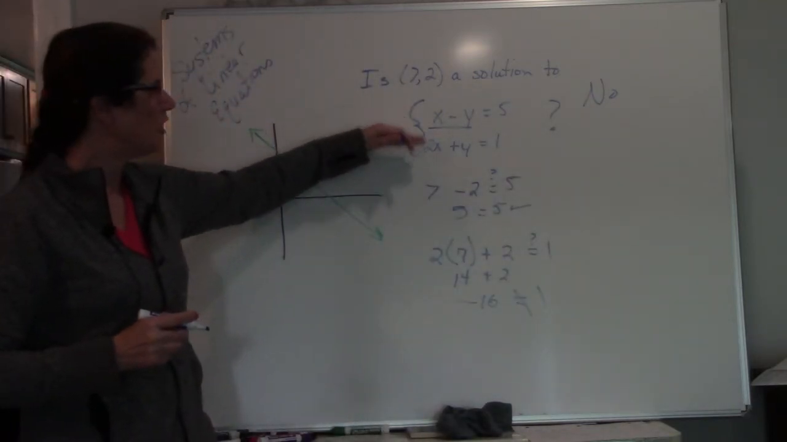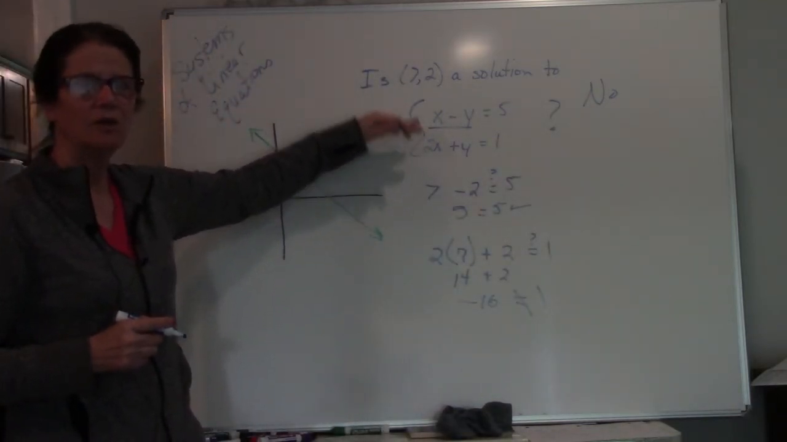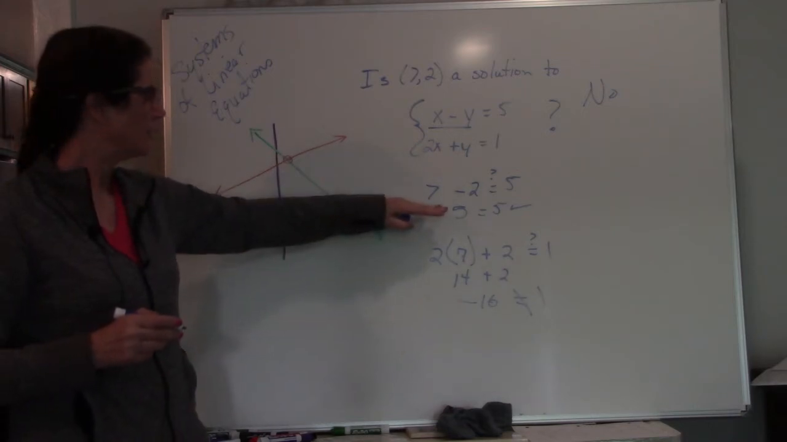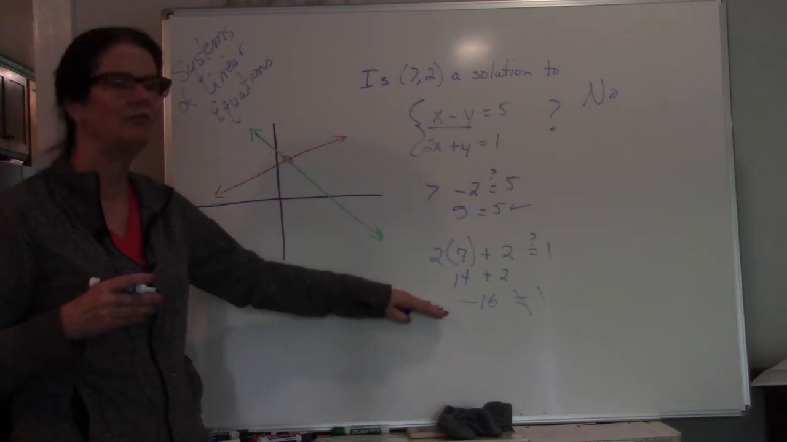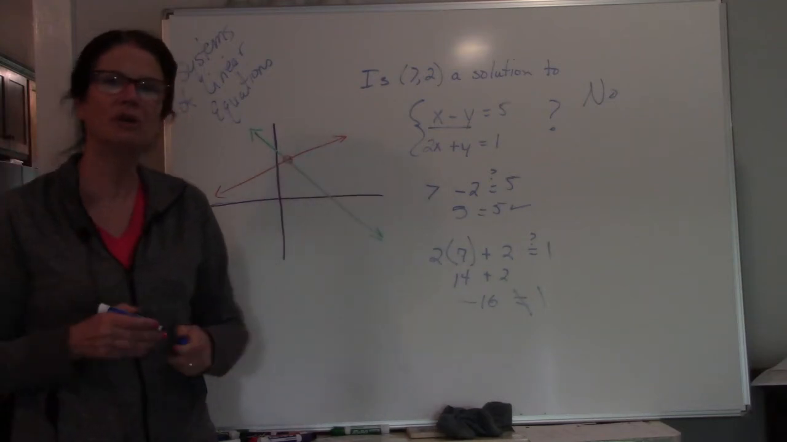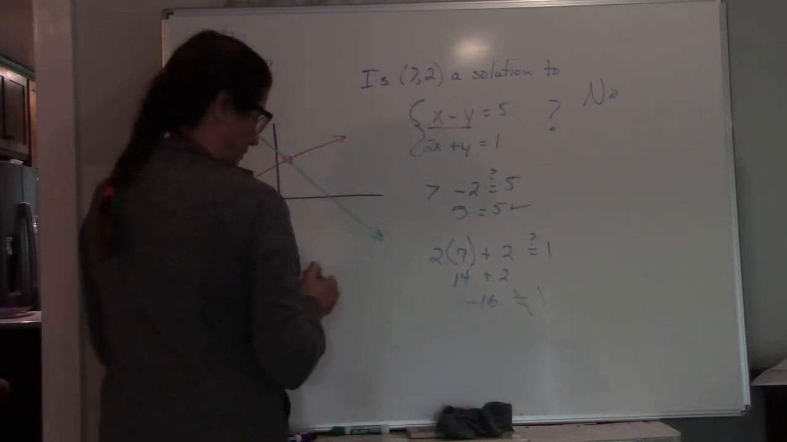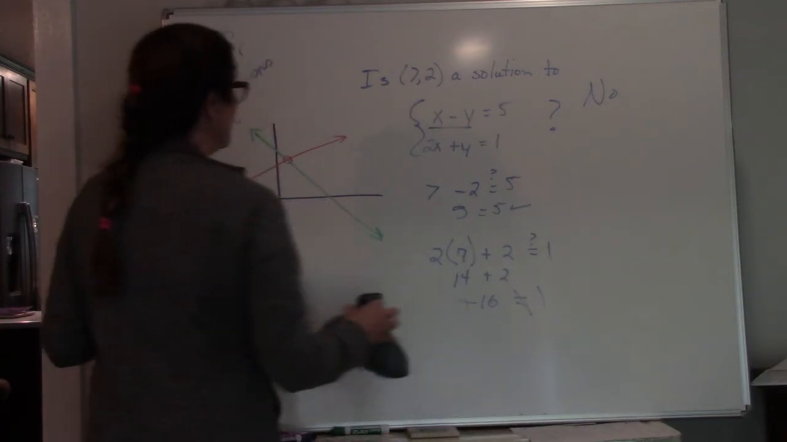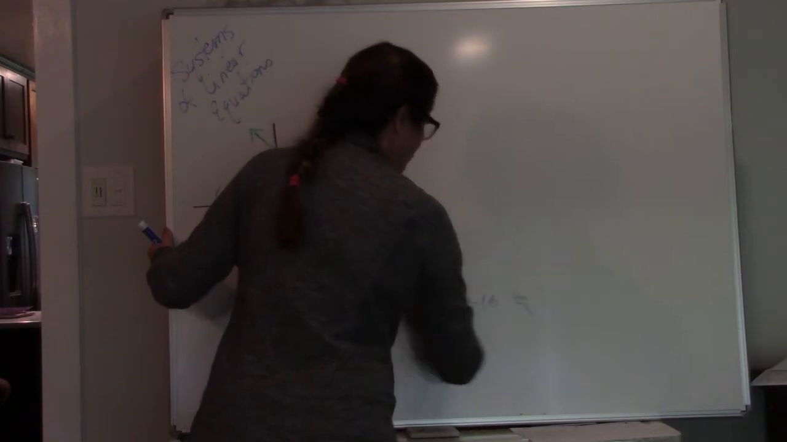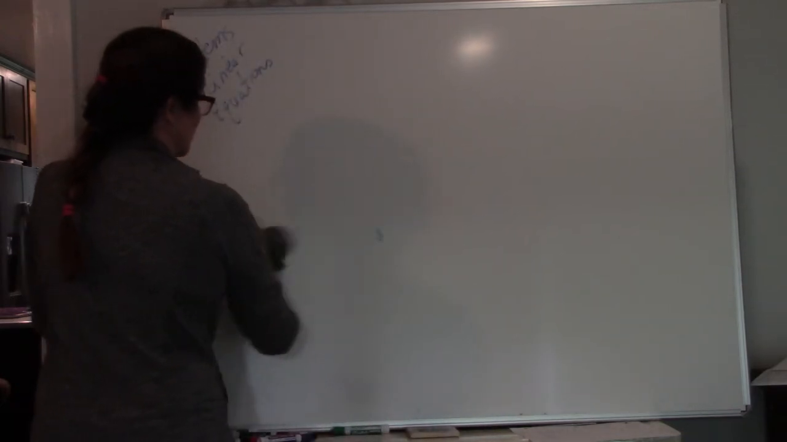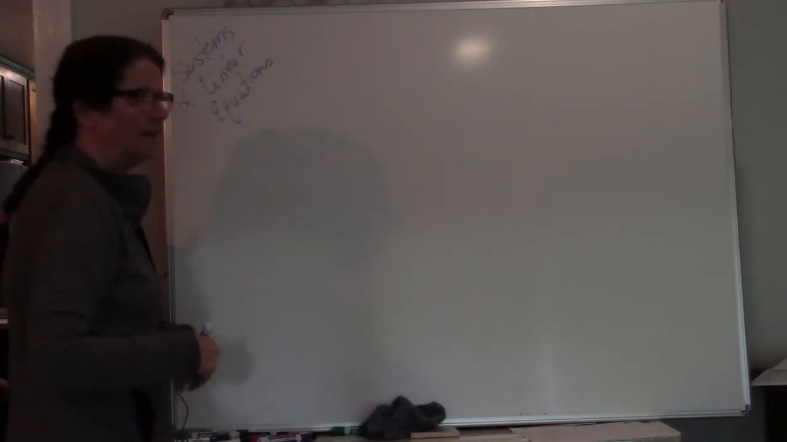It has to solve both of them perfectly, where we end up with two true statements. I have a true statement for the first one, a false one for the second one. So no, it does not work. And this should be a plus, that wasn't a minus sign. So if you're looking to find out if it's a solution, you just plug the x and y in and see if it works.